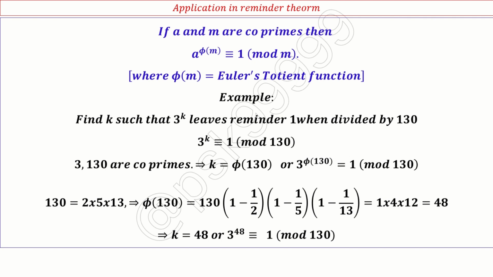See how difficult it is if you do it manually, trying k equal to 1, k equal to 2, k equal to 3. You have to go up to 3 to the power of 48 actually. So that's not so easy to get. These are the places where Euler's totient function actually helps a lot. So this is one example.